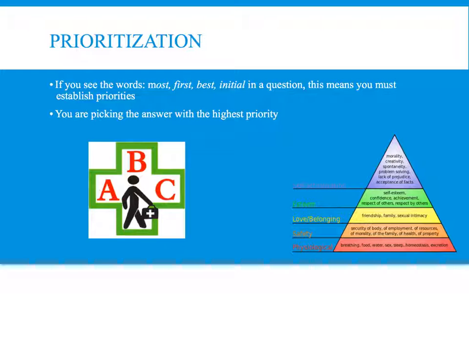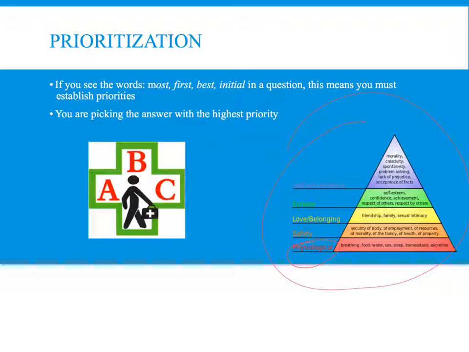Typically in nursing, priorities are based on airway, breathing, circulation. Those are priorities, and those are based on Maslow's hierarchy of needs. I don't know if you remember those, but this is a little reminder for Maslow's hierarchy of needs. Essentially, this is where we start with our patients.